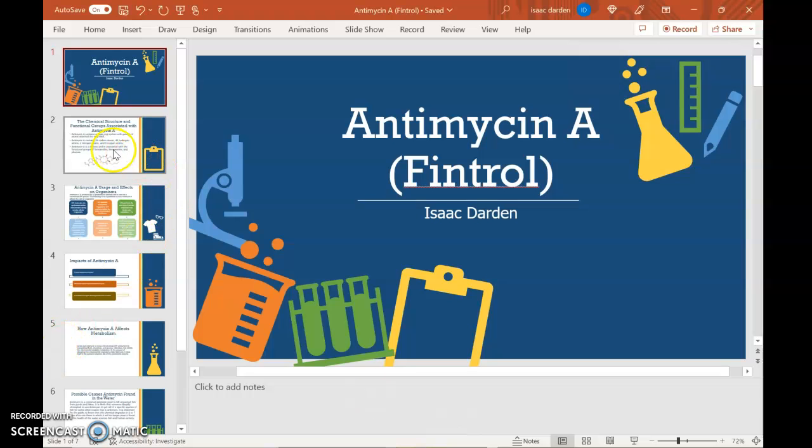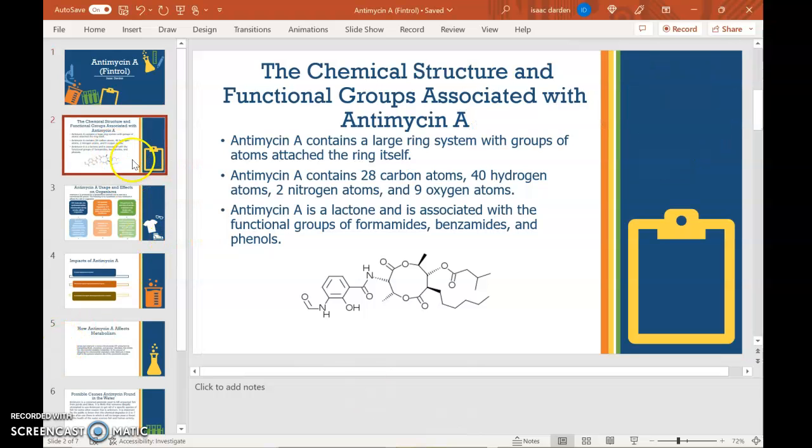So, firstly, what I'd like to get into is the chemical structure and the functional groups associated with antimycin A. Antimycin A contains a large ring system with groups of atoms attached to the ring itself. It contains 28 carbon atoms, 40 hydrogen atoms, 2 nitrogen atoms, and 9 oxygen atoms. Antimycin A is a lactone and is associated with the functional groups of formamides, benzamides, and phenols.